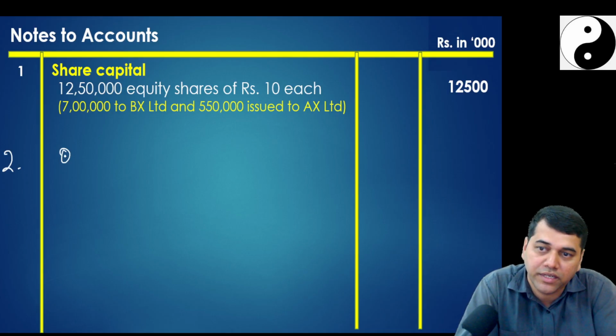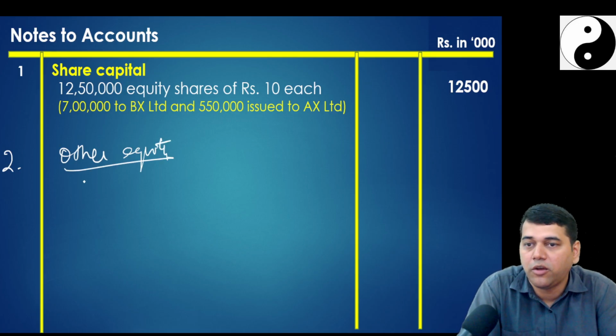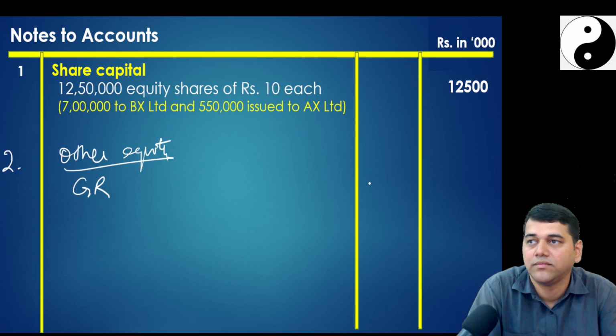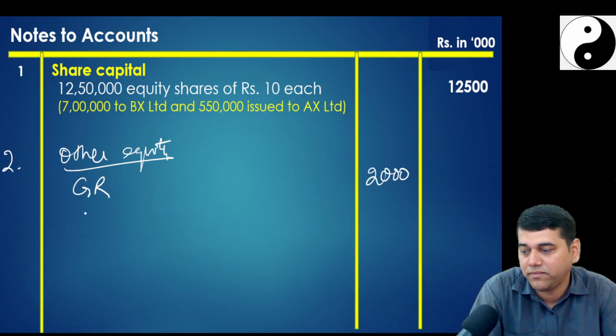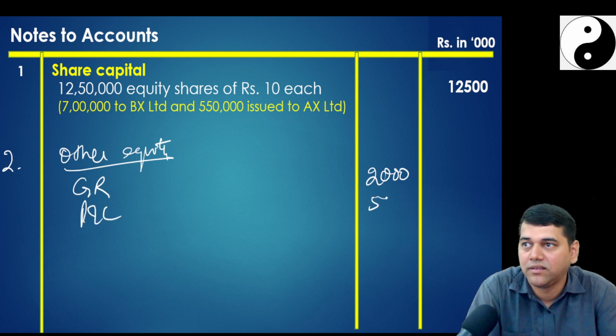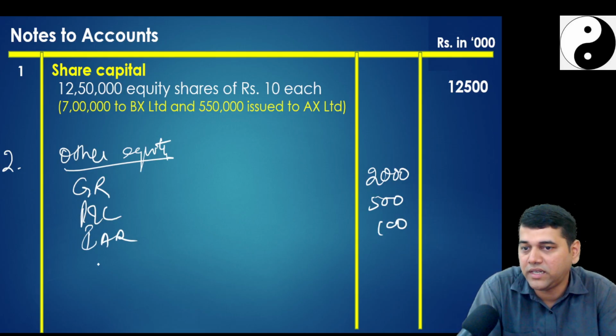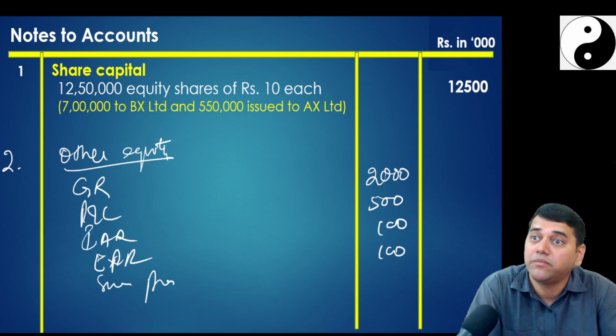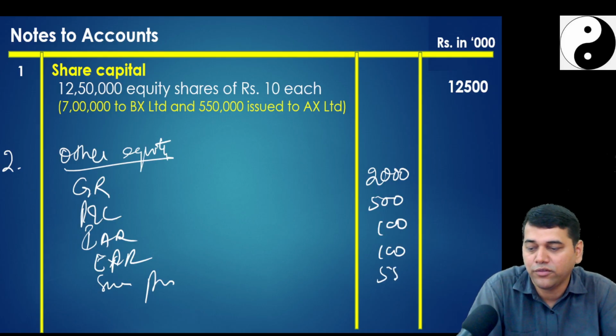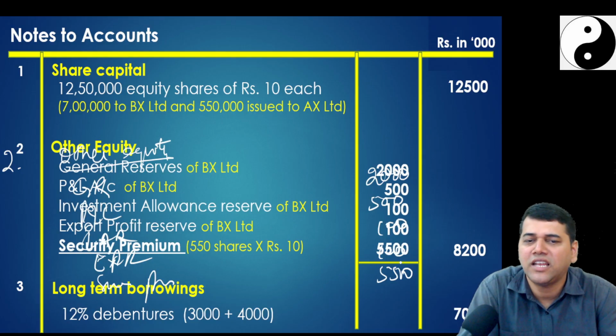Second, you write other equity. Probably they may ask you this note. How much is general reserve? 2,000. Why? Because we will take only that of BX. P&L 500. Investment allowance reserve 100. Export profit reserve 100. Do we have anything else? Share premium. We passed one entry there, 5,500. And then the long-term borrowing, normal.